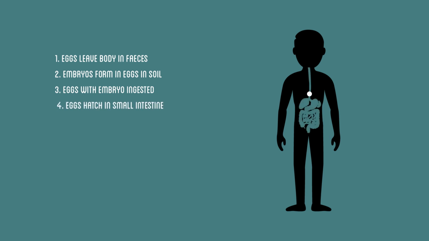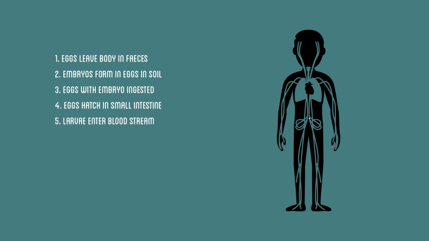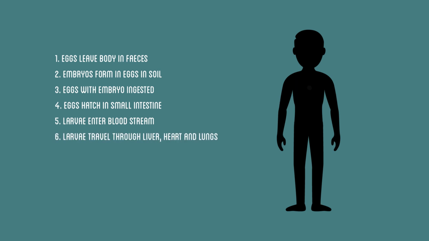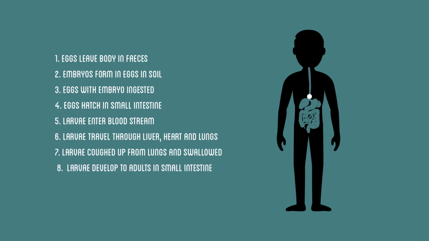These then hatch in the intestine and pass through the wall into the bloodstream, through the liver, the heart and lungs, and then in the lungs they break out of the alveoli. These little larvae are coughed up and swallowed, and then in the large intestine they develop to the 4th stage and finally to adults, which mate and lay eggs. And that whole cycle takes around 8 weeks.